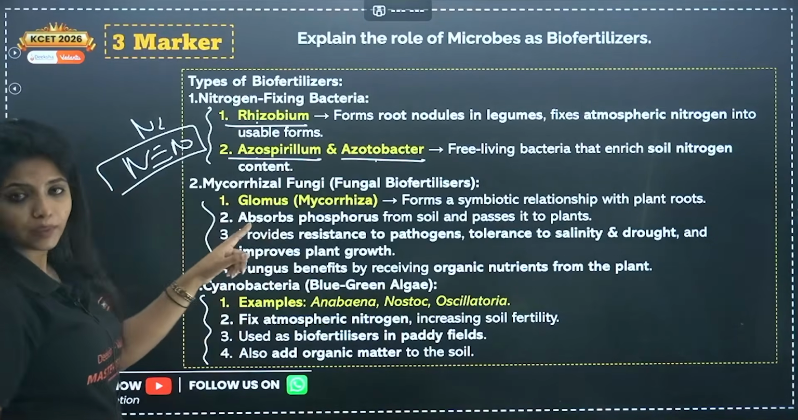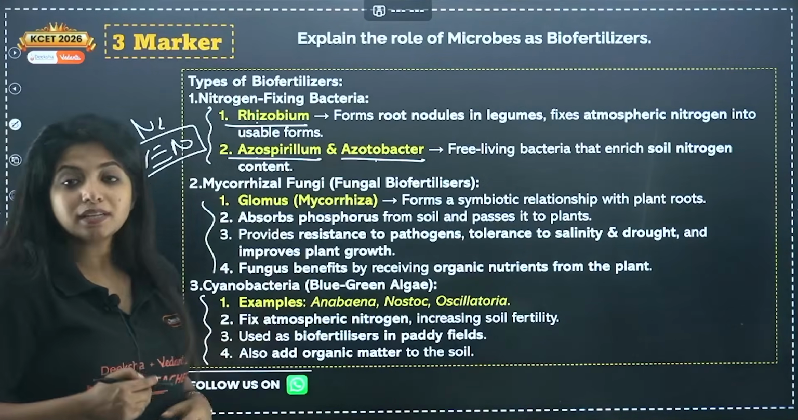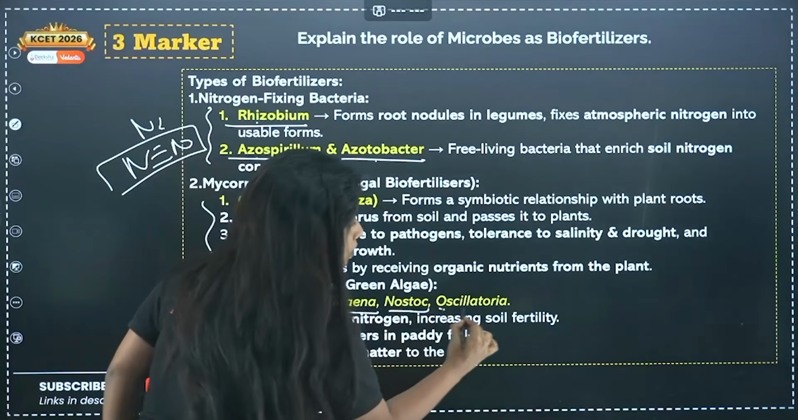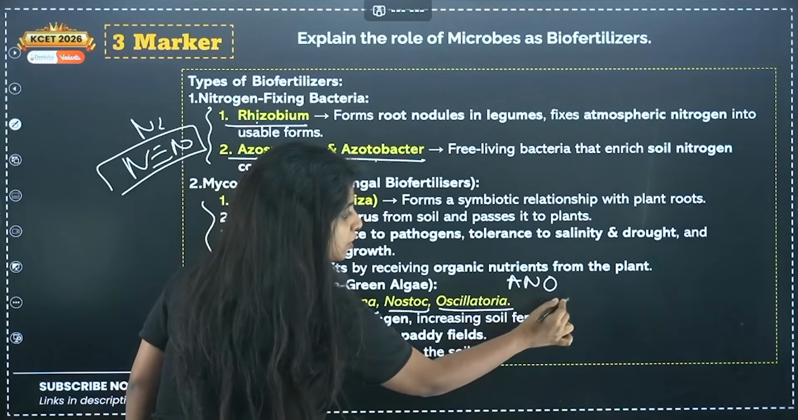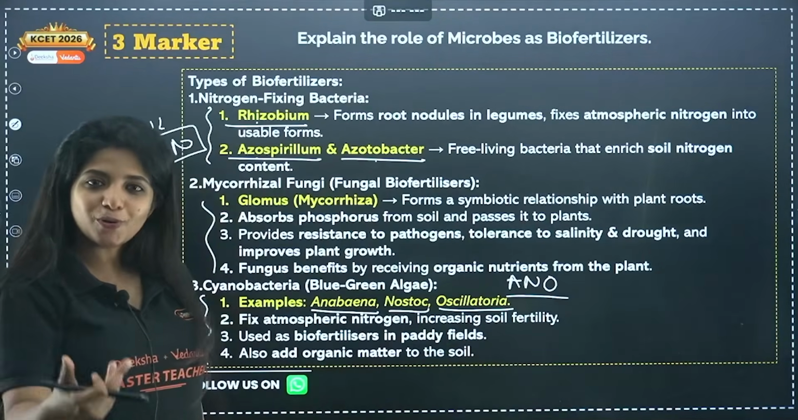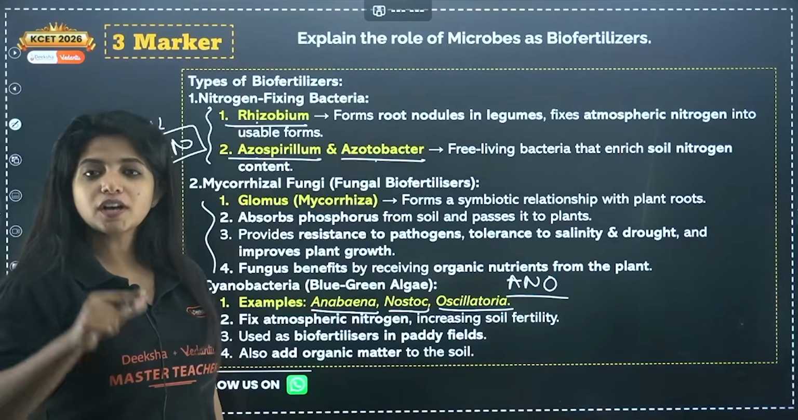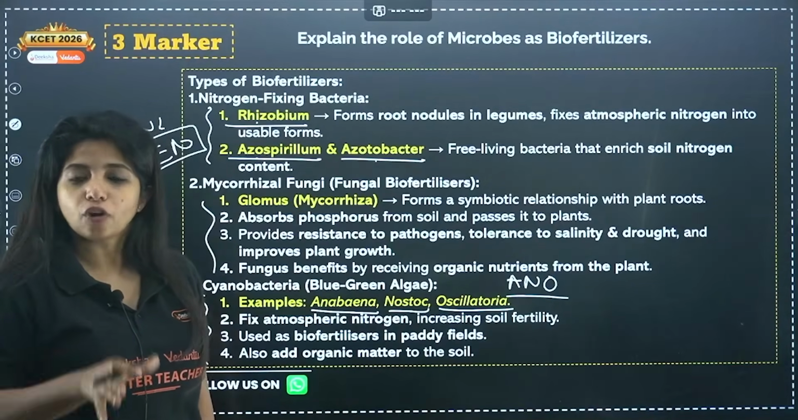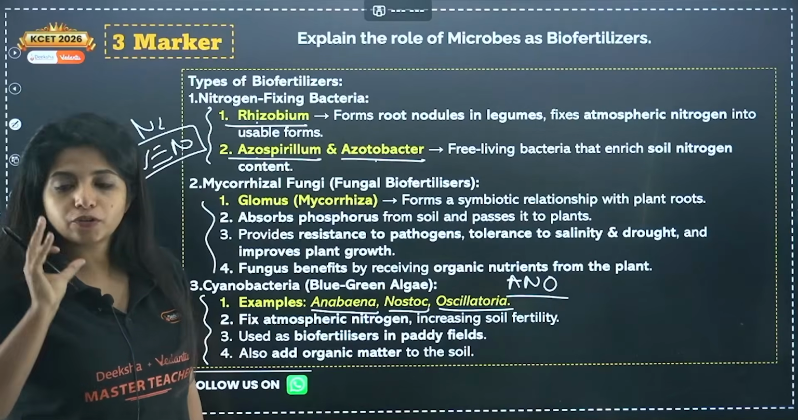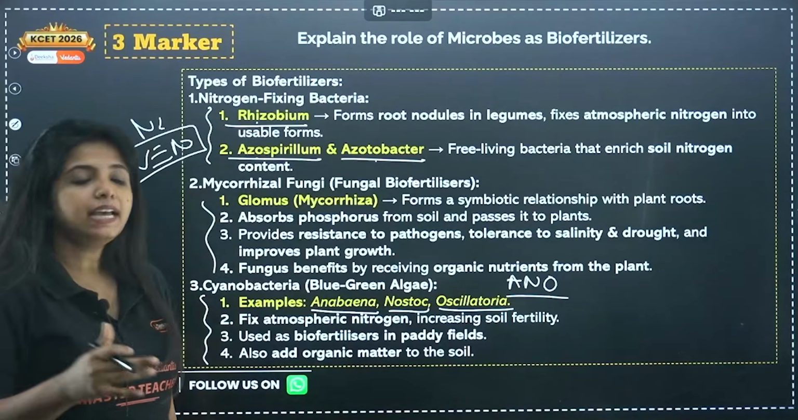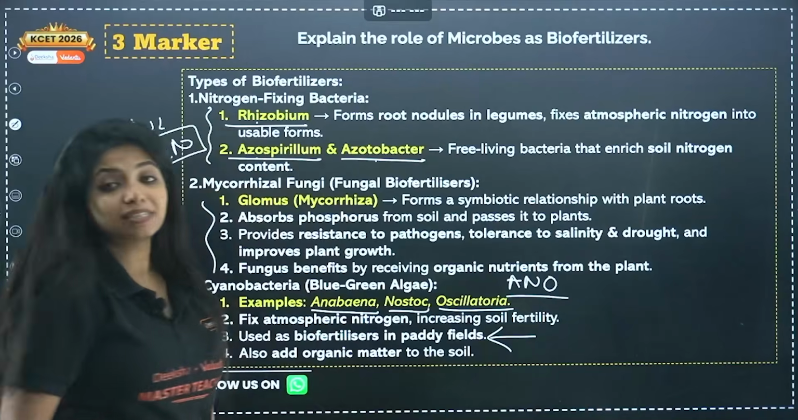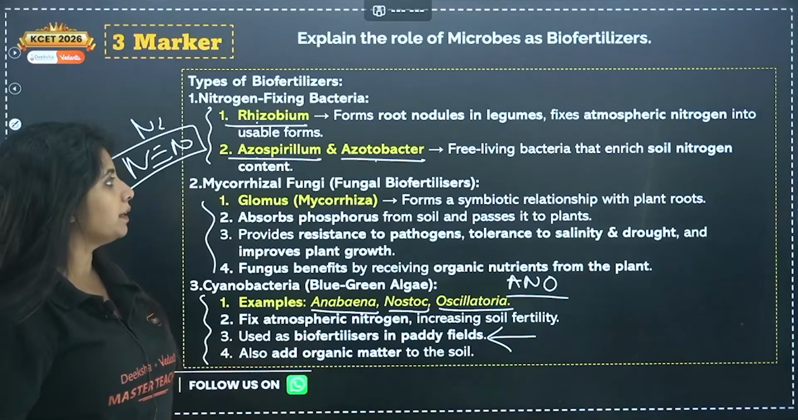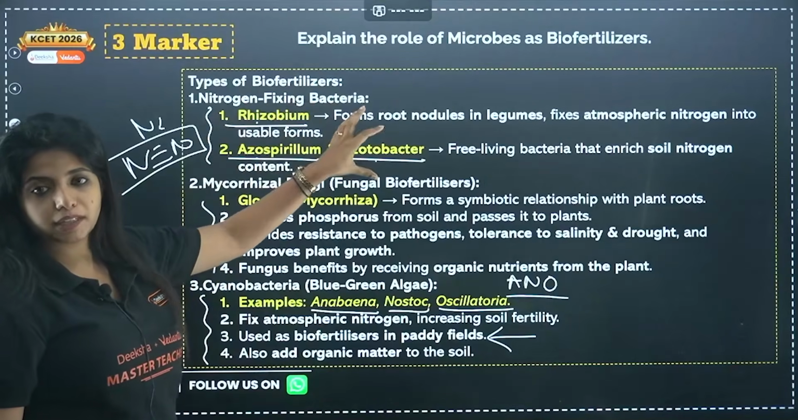Mycorrhizal fungi, we just saw them. Now we have cyanobacteria, the bacteria that can produce their own food. Examples: Anabaena, Nostoc, Oscillatoria. They are cyanobacteria which can prepare their own food. That means they are autotrophic. And my dear children, they also fix nitrogen. They also increase the soil fertility. And they are used as biofertilizers in paddy fields. In what? Paddy fields. Okay, they increase the organic matter content. So the bacteria are Rhizobium, Azotobacter, Azospirillum.